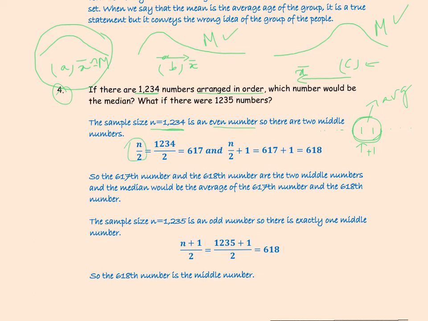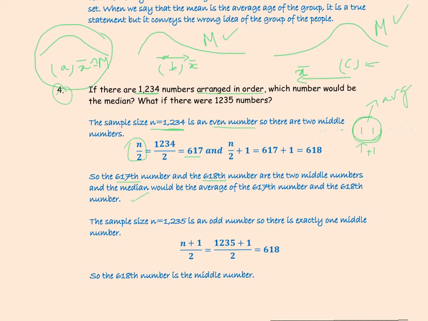Since it's an even number of numbers, all we have to do is take the sample size and divide it by 2 to get 617. So the first middle number in this data set that contains 1234 numbers is the 617th number. We add 1 to it, and that is the 618th number. So the 617th and the 618th numbers are the two middle numbers in this data set. If we know what these two numbers are, then all we have to do is take the average of the two numbers, and that would be the median of that particular data set.